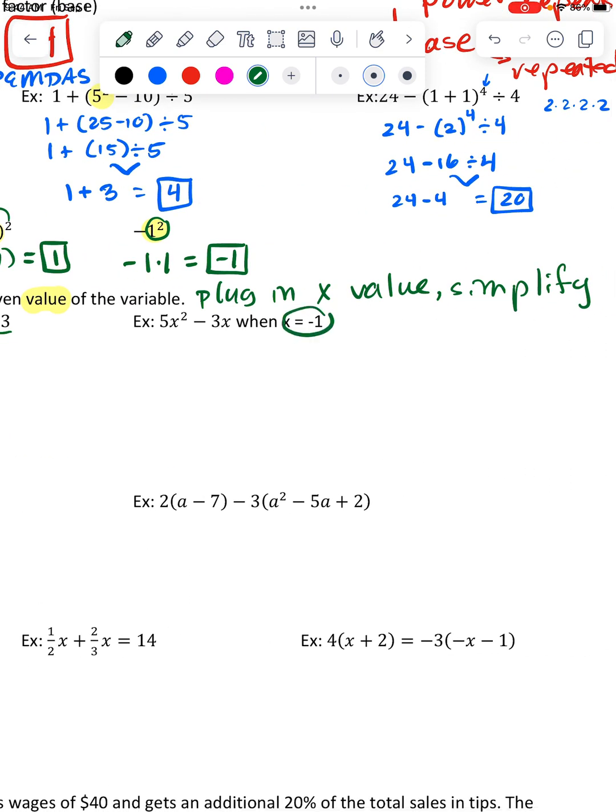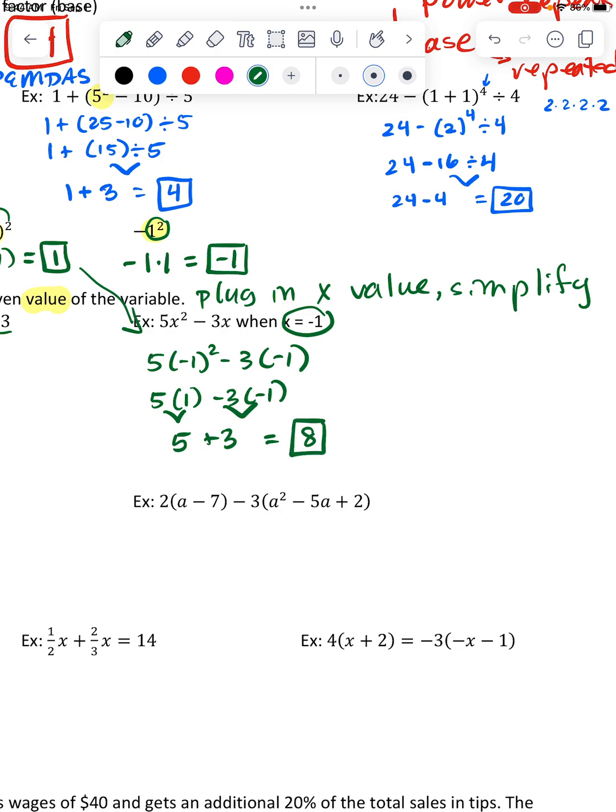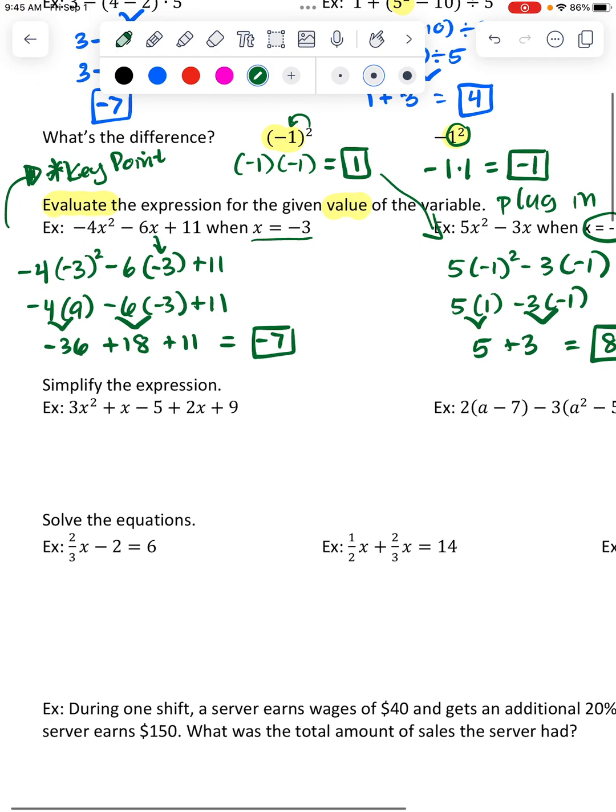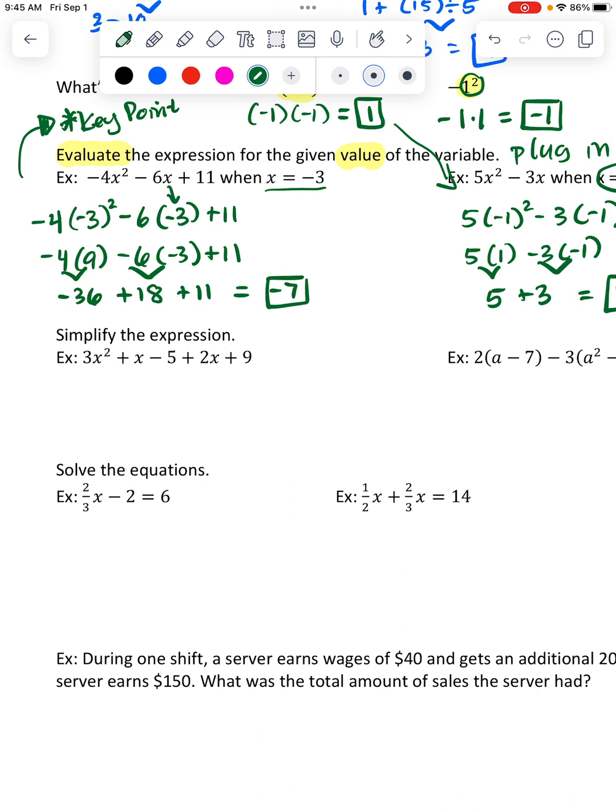Here I'm plugging in a -1, so again, I'm going to be cautious with that negative sign and make sure that I'm putting that into parentheses everywhere. First thing I'm going to do is my exponent, so that -1 times -1 we learned up here becomes a +1, and then I'll go through doing my multiplication. These two become a positive, and then the only thing I have left to do is add. So I just keep going through the same process. I don't always have to do every step of PEMDAS. It just depends on what's in the problem.